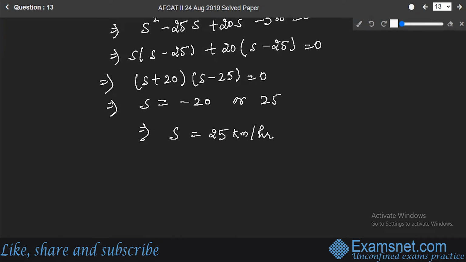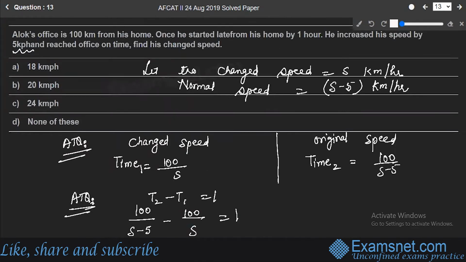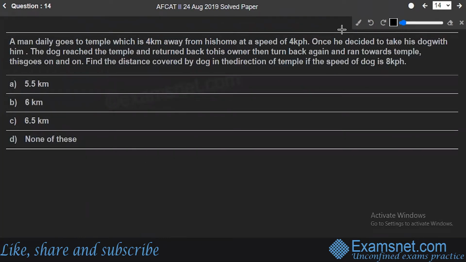Therefore, which is the correct option? Over here, none of these. 25 kilometer per hour is not available in the option list. So the correct answer is none of these, option D. Let's move to the next question. Let's start with question number 14.